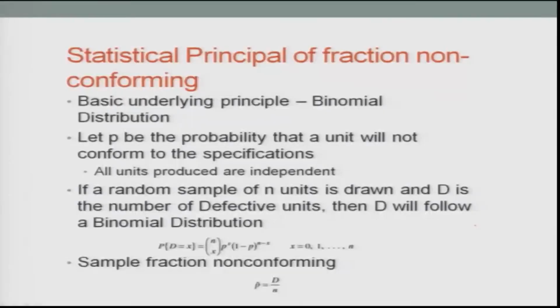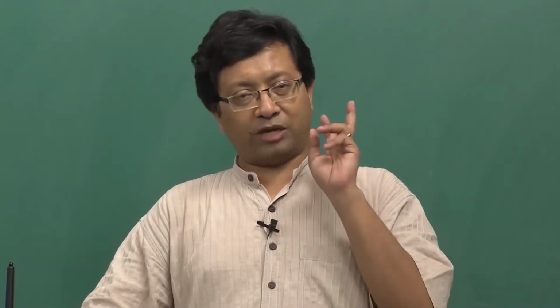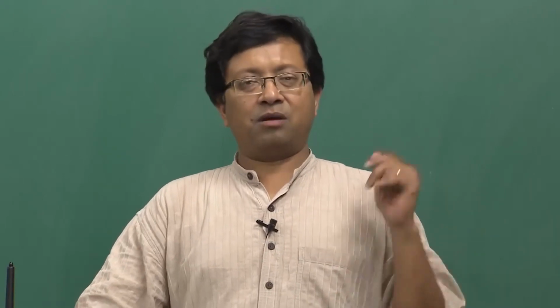So, let me read it again. Let P be the probability that a unit will not conform to the specifications, and all units produced are independent of each other. So, obviously it means that the Bernoulli trial characteristics would hold true, which means that each trial, in this case for a binomial case, has two outcomes with probabilities P and Q, where the sum of P plus Q is 1, point number 1. Point number 2 is that the probabilities P and Q do not change from trial to trial, and point number 3 is that the trials are independent of each other.